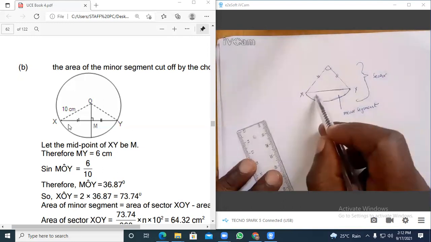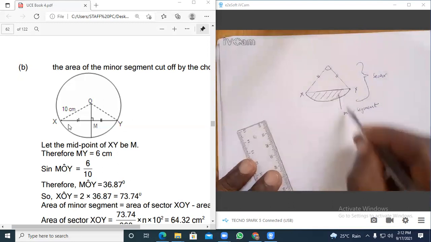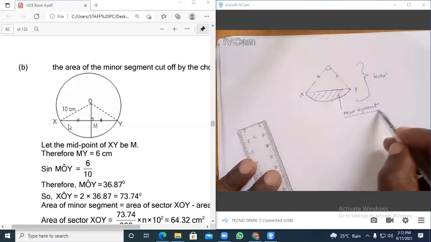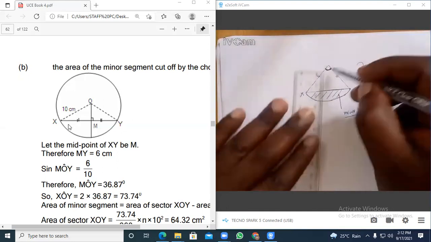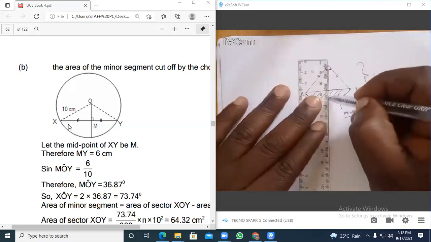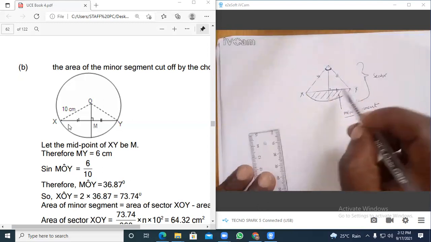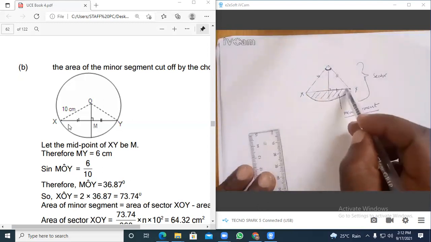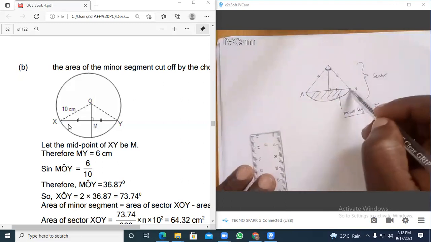So you can be told to find the area of this shaded part, or to find the area of the minor sector. What you have to do is know this angle here. If you don't know that angle, and this distance XY is given, you can get the angle. Say this is 90 degrees, you can use Pythagoras theorem and then get the angle, if you know this distance and this distance here, which is the radius.